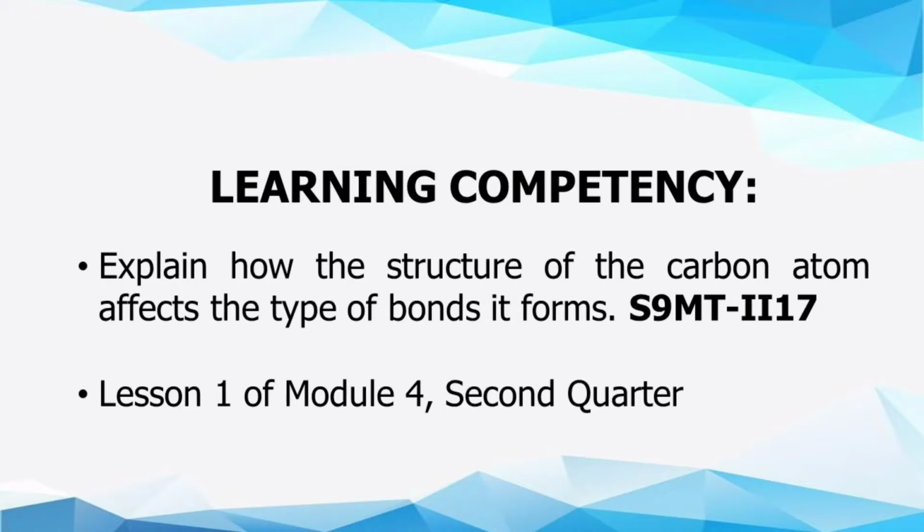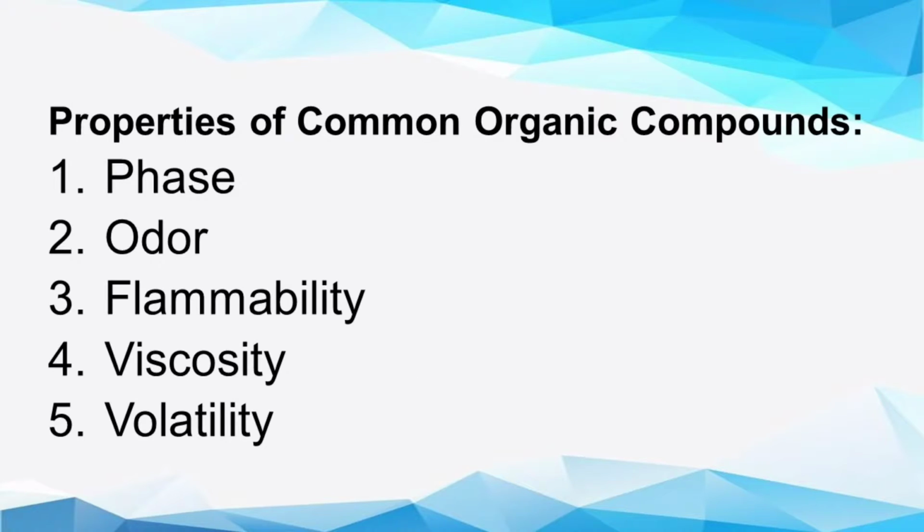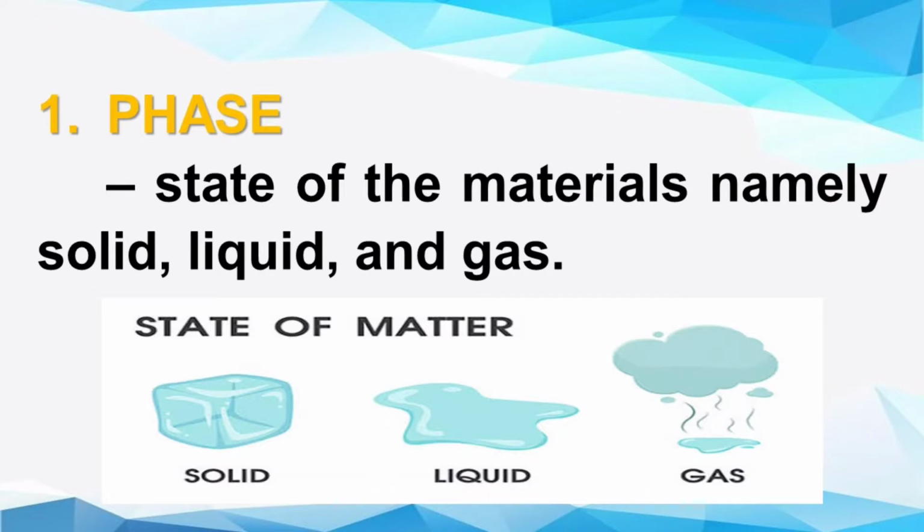So let's start. The properties of common organic compounds are as follows. We have the phase, the odor, flammability, the viscosity, and the volatility. Let us begin with the first property. That is phase. So it is the state of the materials, namely solid, liquid, and gas. I'm sure by now that you are already familiar with these three states of matter.